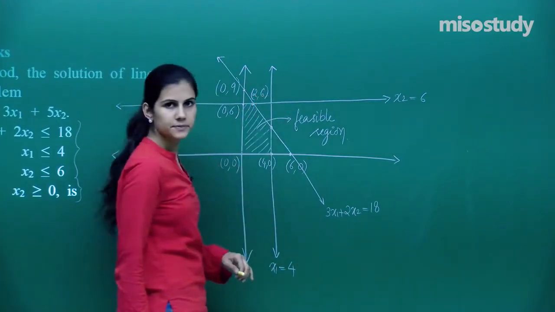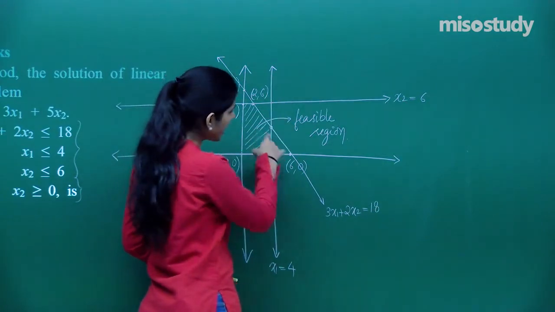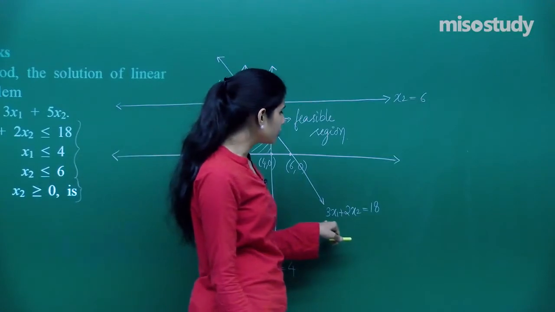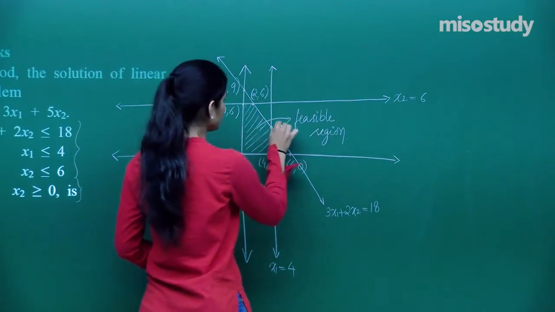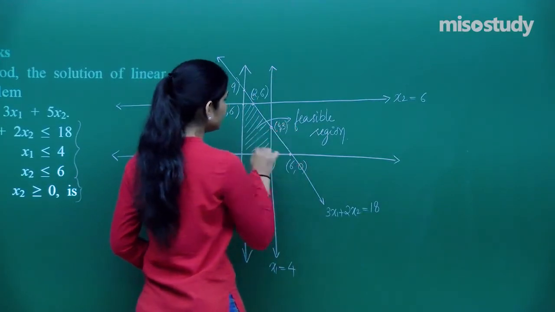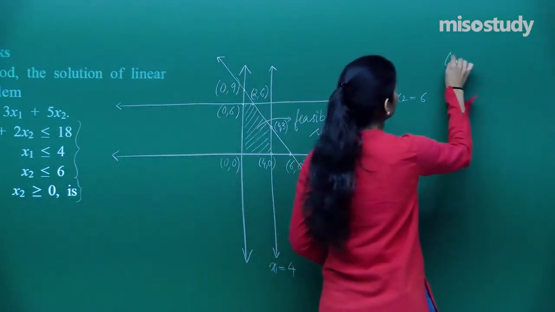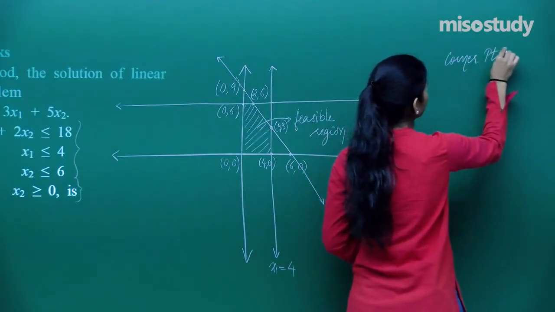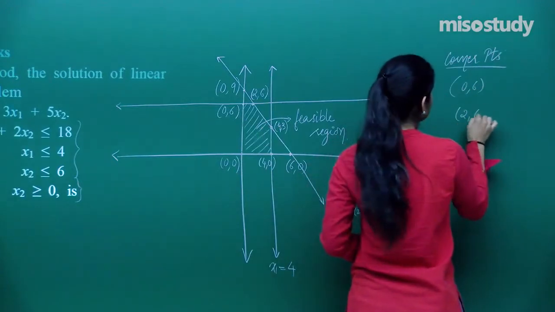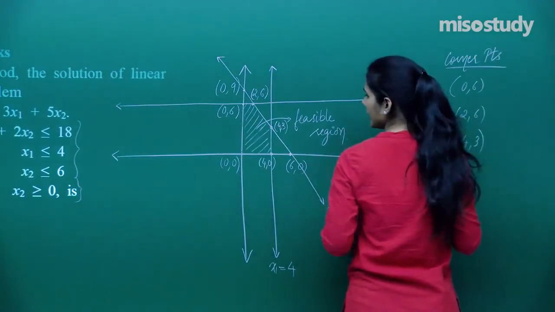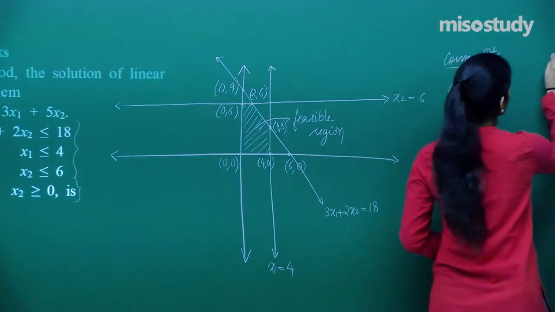comma 6. And here, what is it that you get? This is the intersection of x1 = 4 and this line. When you put x1 = 4, you get 4 into 3, 12. 18 minus 12 is 6. x2 would be 6 upon 2, that is 3. So this point would be (4, 3). x1 is 4, x2 in that case is coming out to be 3. So my corner points of the feasible region are (0, 6), (2, 6), (4, 3) and (4, 0). Z is 3x1 + 5x2.